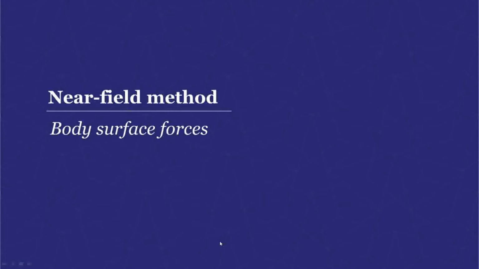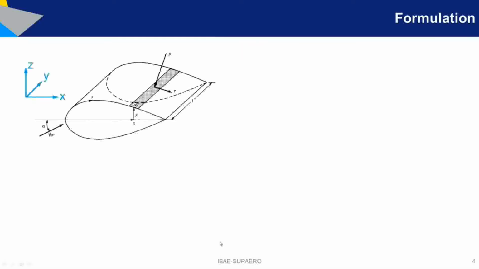The near-field method is an aerodynamic analysis method that's only related to the body surface, and in particular to the forces acting upon this body surface. So the formulation, basically it considers a standard reference system X, Y, Z, X always pointing downstream, Y pointing to the right hand side of the body, Z pointing upwards.